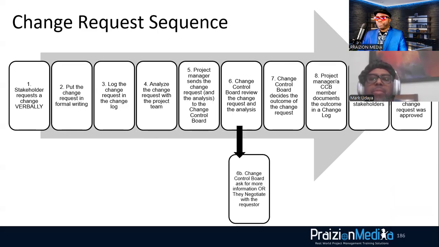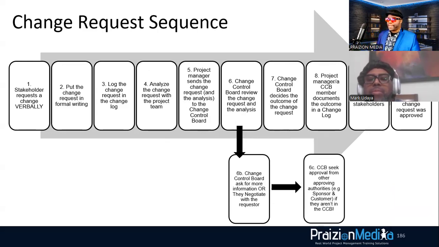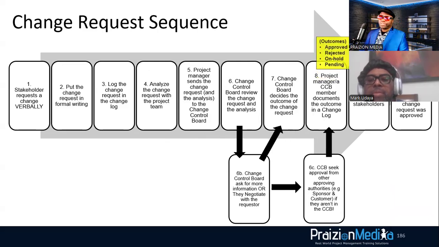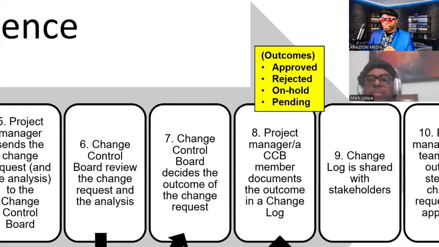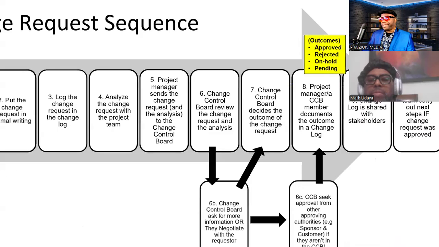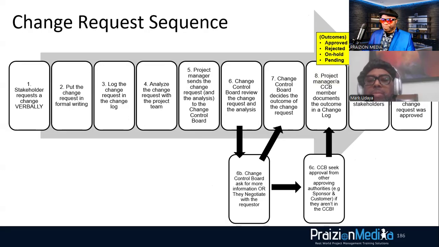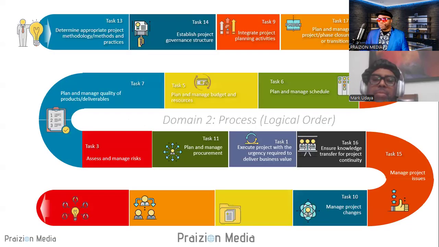But if the change control board needs more information or they want to negotiate with the requester, then they're going to do that. They're going to get more information, and then the CCB may also need to include the customer and the sponsor if they were not initially in the CCB. And then all that information is going to funnel back, and ultimately, there's going to be an overarching approve, reject, on hold, or pending idea. Okay? So, this is how you need to think about change requests in PMI's world. Of course, in Agile, it works differently, but this is the mindset you need for the exam.